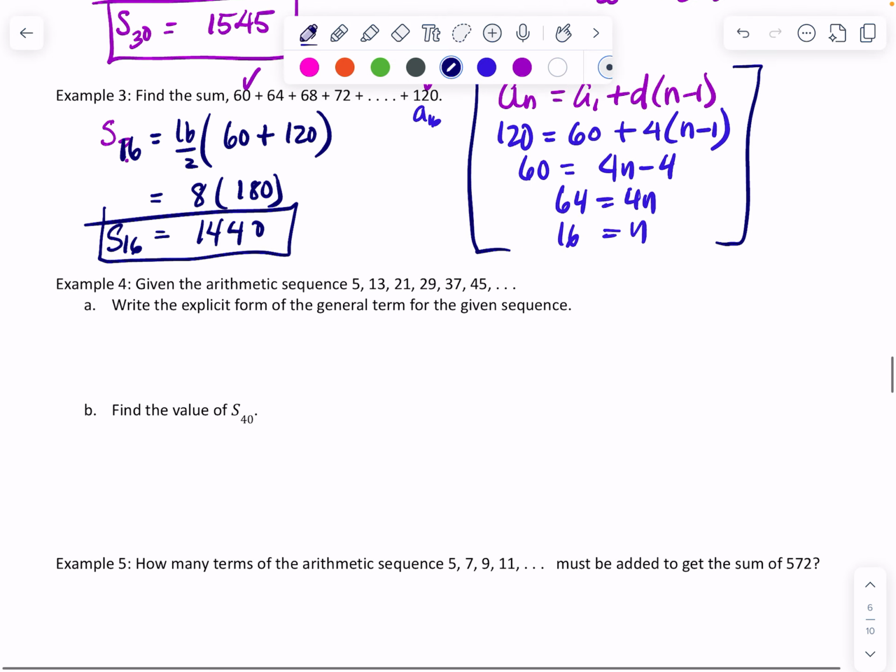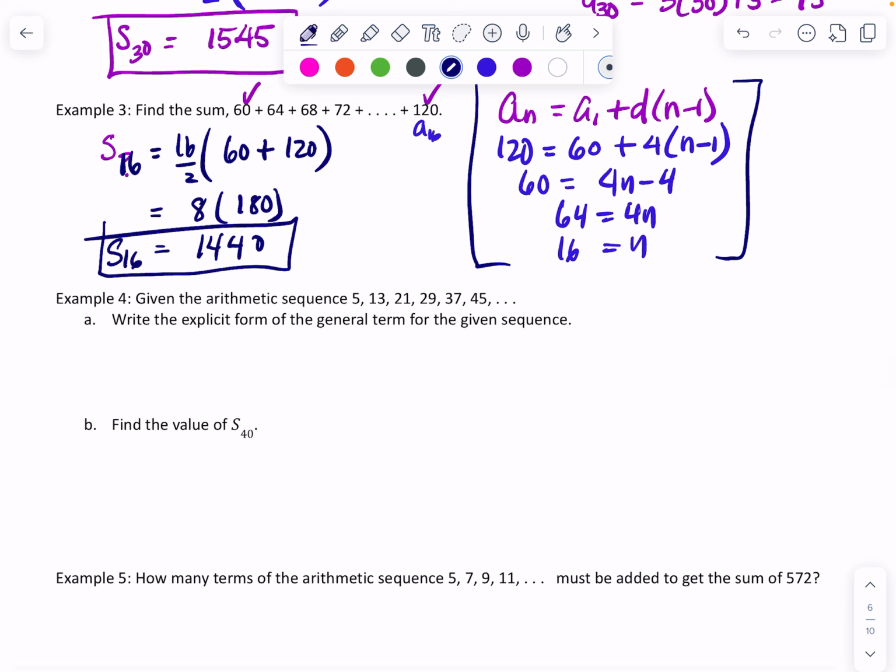Moving on to example 4, given the arithmetic sequence. The first term is given, and it's arithmetic, okay? So A1 is 5. I also know D, which is 8. Now, do I know the nth term? No. Do I know the last term? I don't. Let's see what they're asking me. They're saying find the explicit form of this sequence.